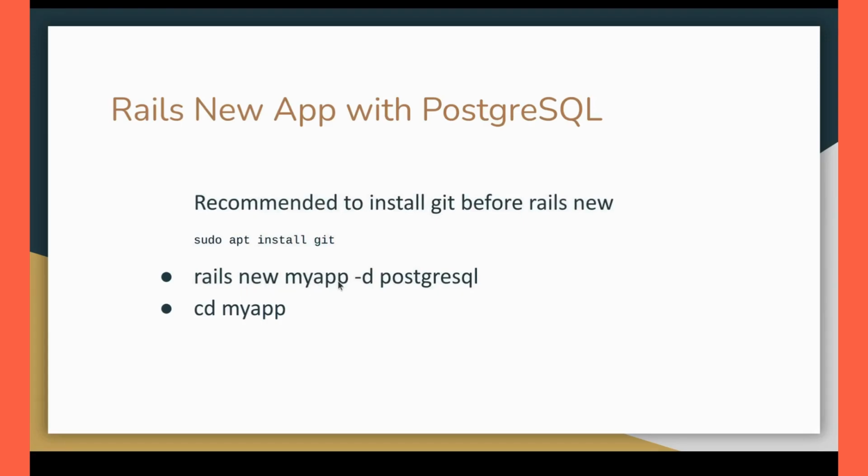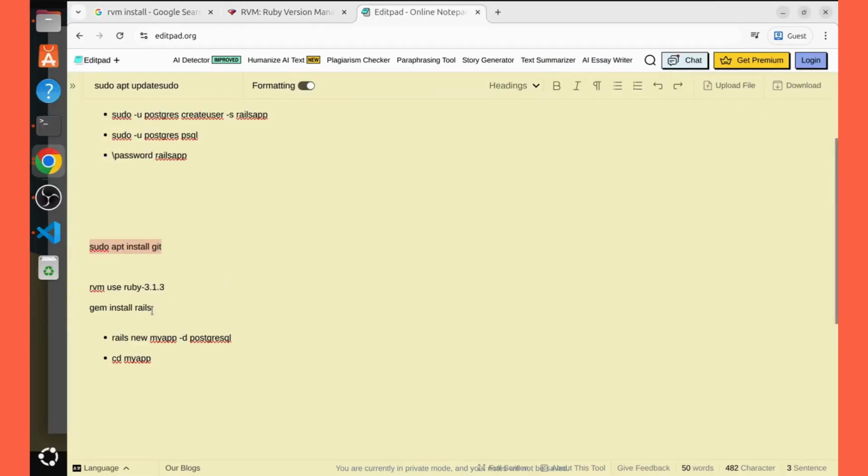So rails new myapp -d, where -d means the database which we want to provide. Like the default is SQLite if you do not provide it. So let's do that as well.